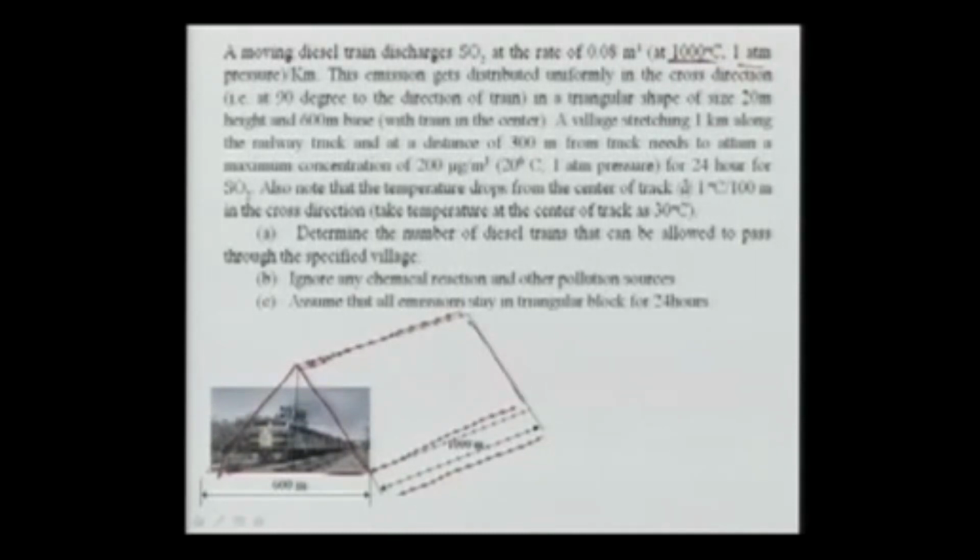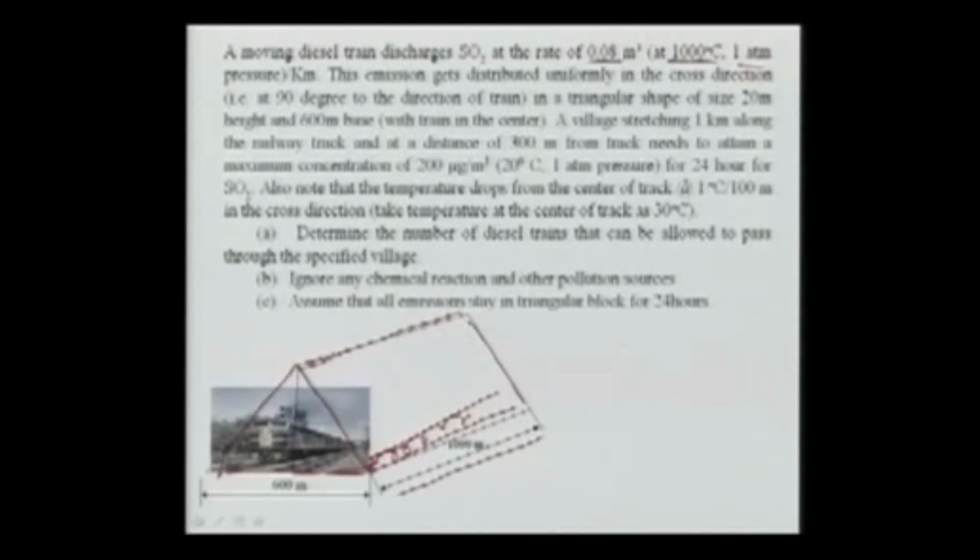And what is the emission? Emission is 0.08 meter cube at 1000 degrees Celsius, 1 atmospheric pressure. A village stretching 1 kilometer along the railway track and at a distance of 300 meters from the track. You can imagine these are the people and their houses, and this is the area where the people are there.